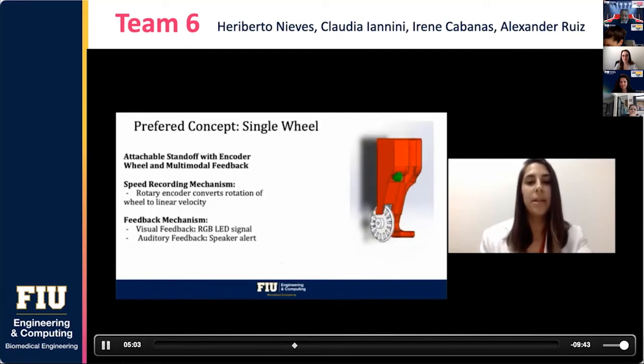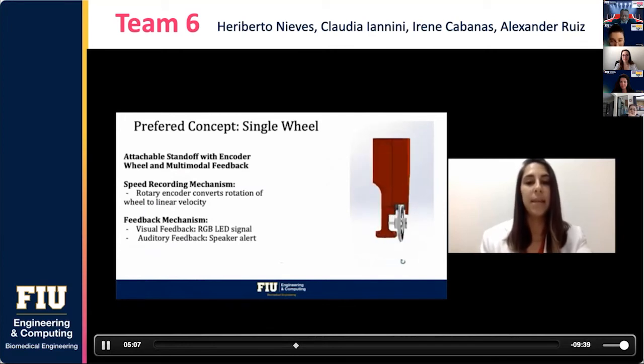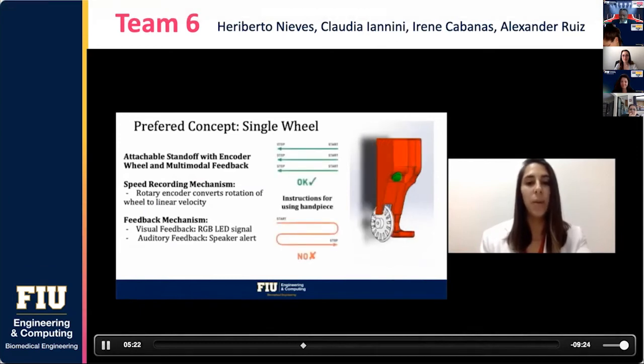The final concept consists of a standoff that attaches to the handpiece via a slide-in mechanism. It monitors the speed of the Renuvion handpiece by rolling a wheel encoder on the skin. While being a contact-based approach, the surface area that touches the skin was minimized to address irritation concerns. The device is only able to measure speeds along one axis.